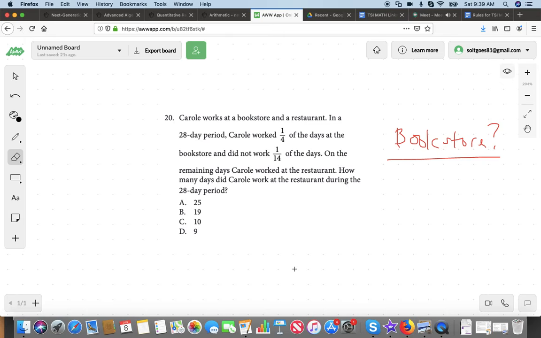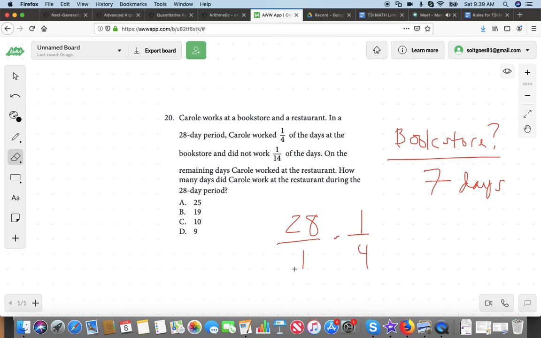I love, again, just basic logic here. If we said she worked half of her days at the bookstore, half of 28 is 14. And 1/4 is just going to be another half of that. So 14 divided by 2, that's 7. So she worked 7 days at the bookstore. Now here's the operation. If we're going to find some fraction of a whole, in this case 1/4 of 28, we'll just take 28, or 28 over 1, it's the same thing, and multiply by 1/4.